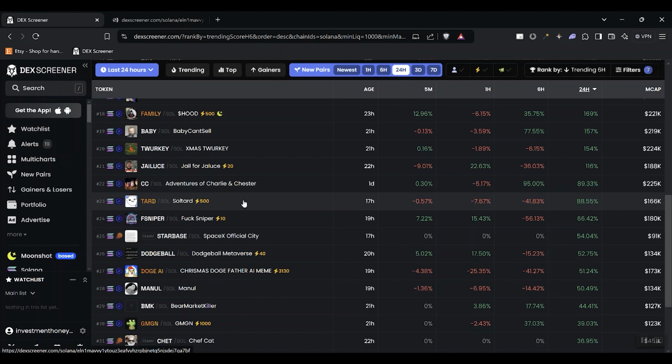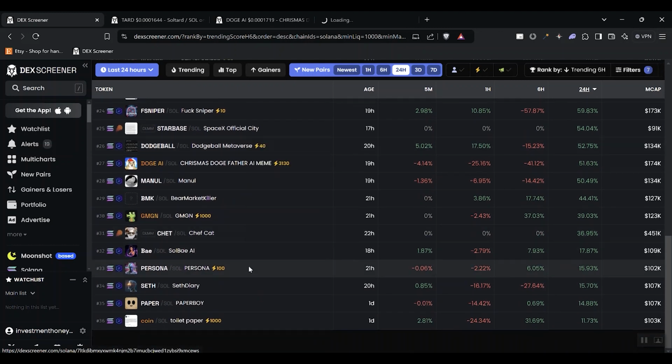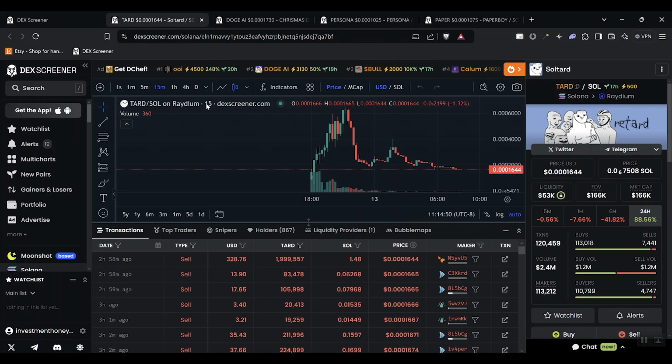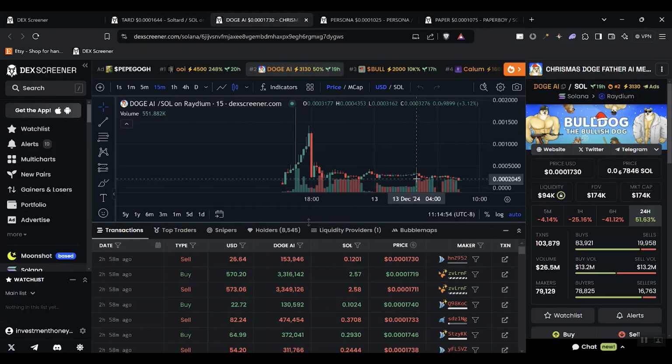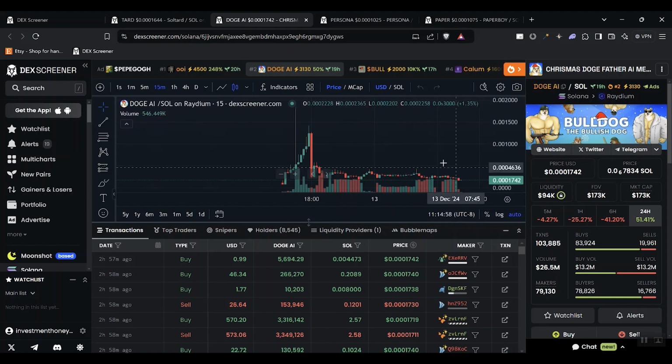Soltard, let's take a look at you. Let's take a look at another Christmas one since we're in the holiday season. Persona and Paperboy. And I know I'm looking close to the bottom, but sometimes those are where you find some opportunities as well. All right, so taking a look here, this one's got a ton of retracements. All right, real quick, and this one, a lot of retracement as well, just staying at these lower levels.